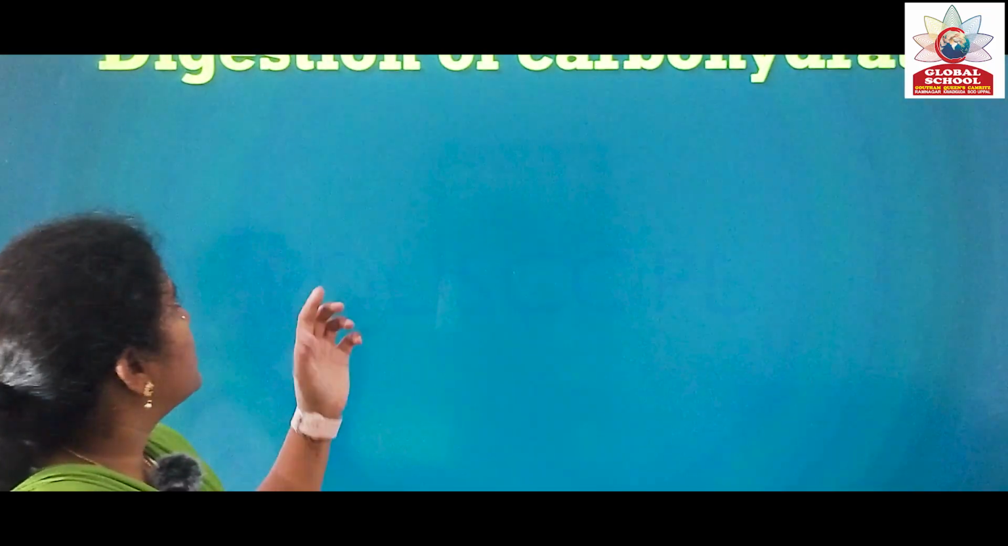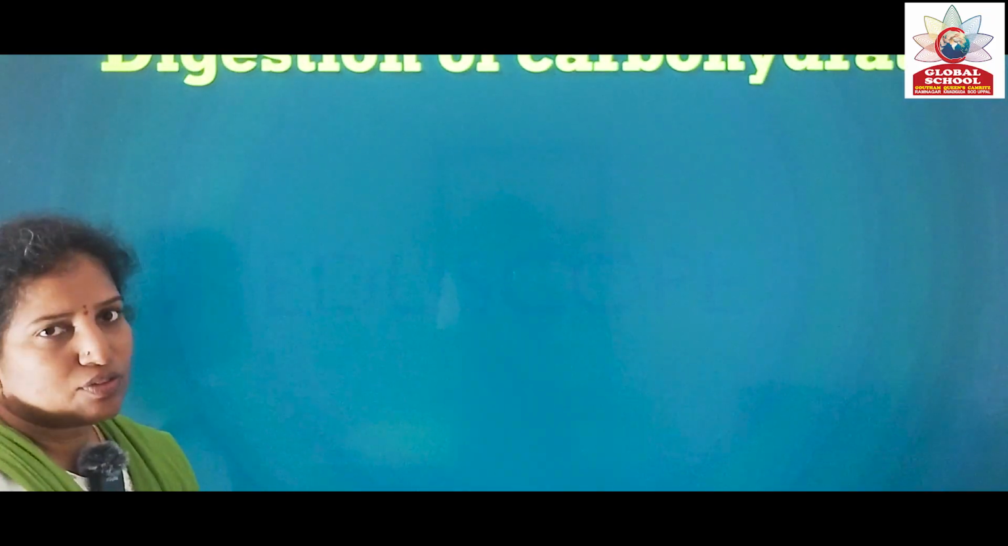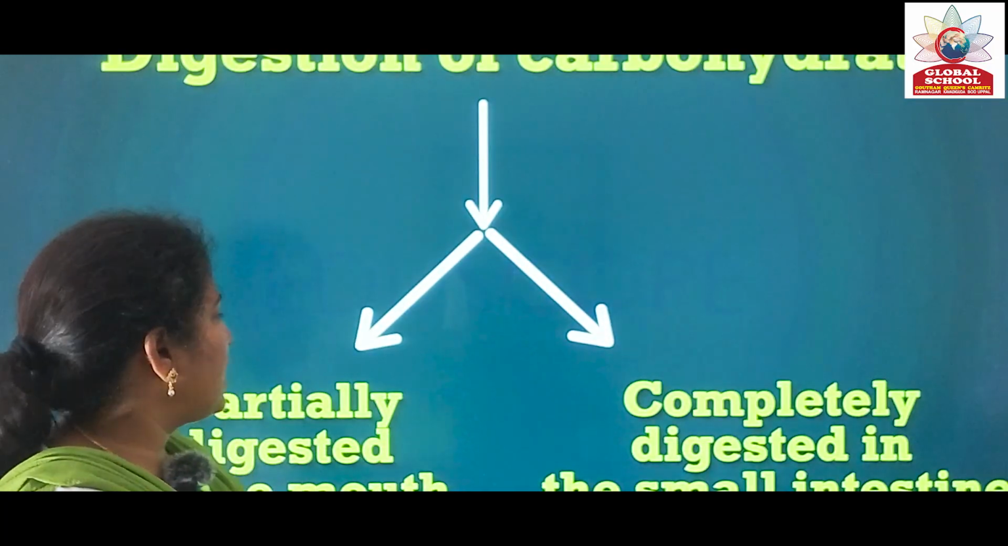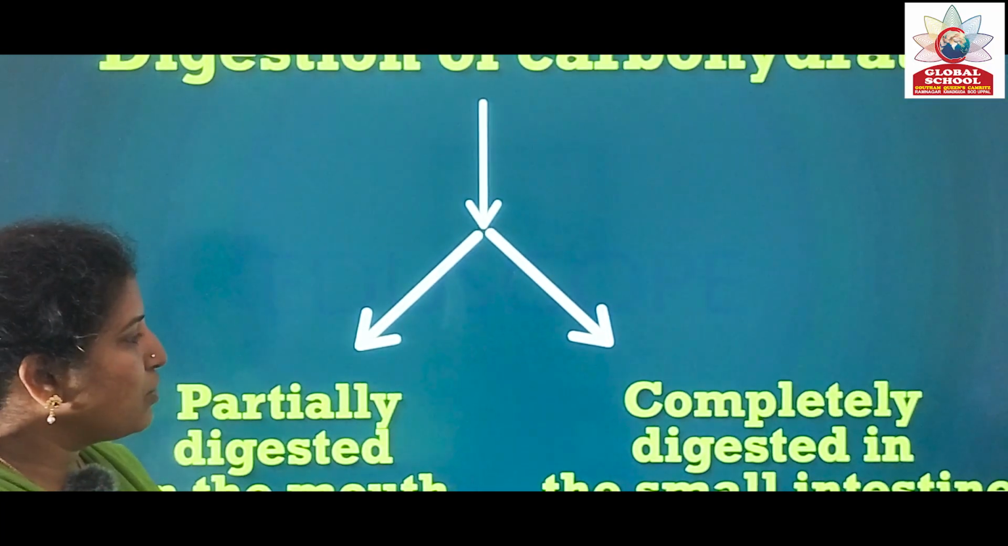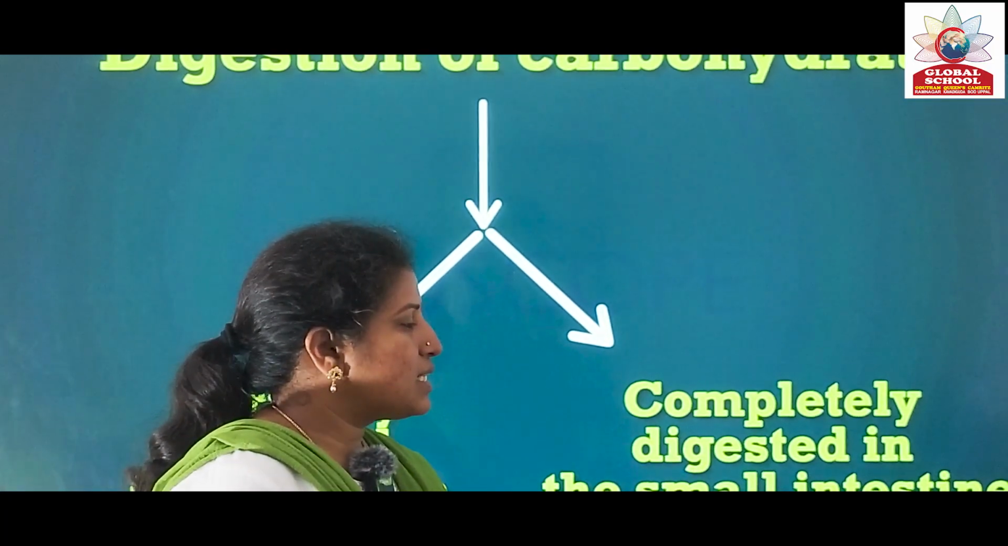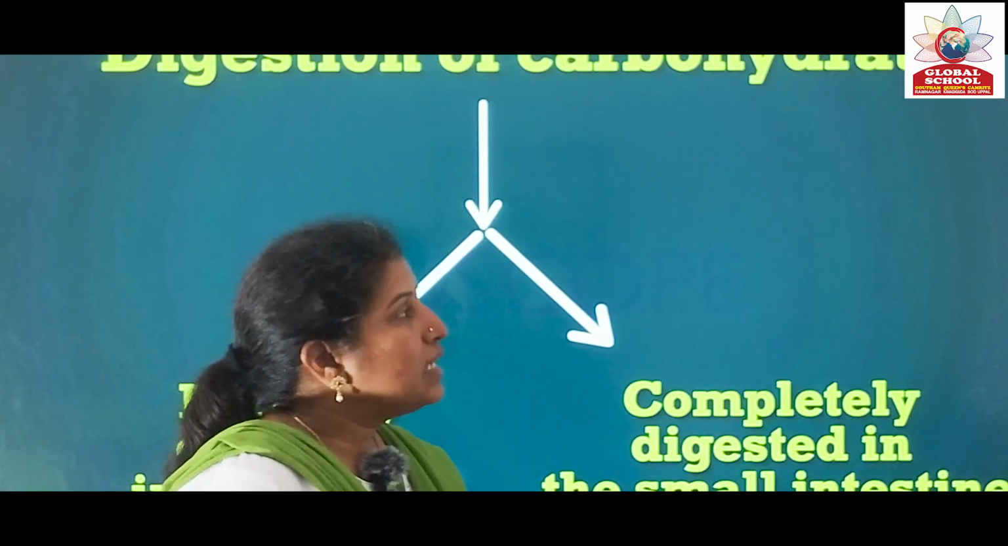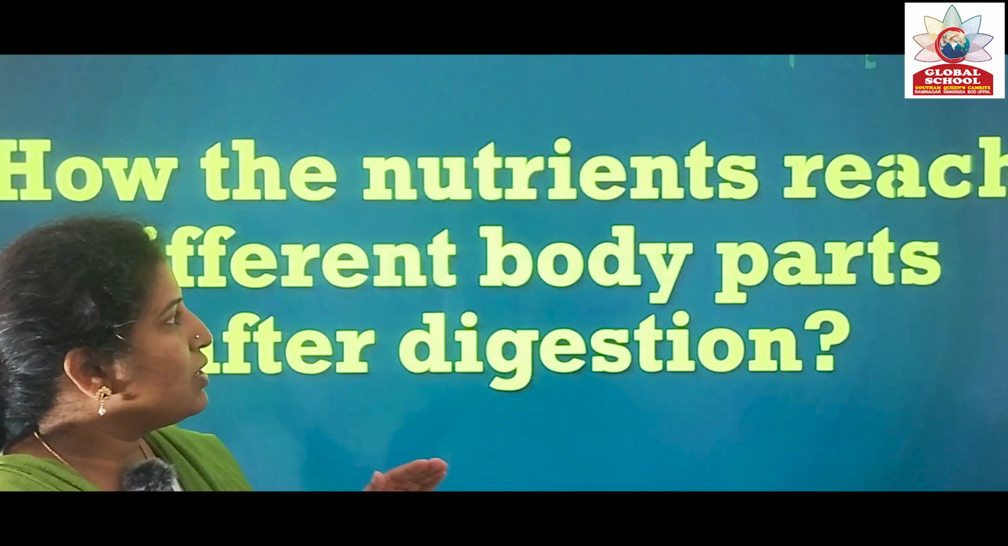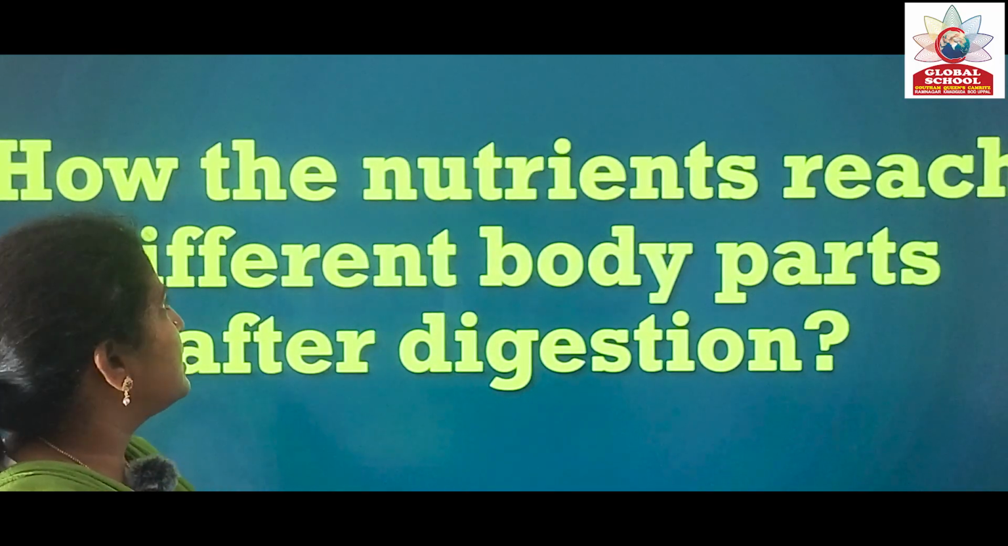So next is the digestion of carbohydrates. We have seen carbohydrate digestion is partially done in the mouth and it is completely digested in our small intestine. The stomach will not digest any carbohydrates.